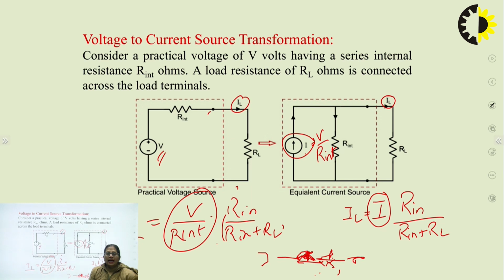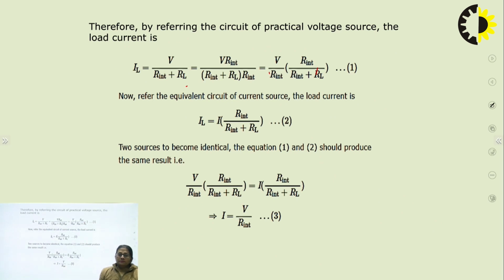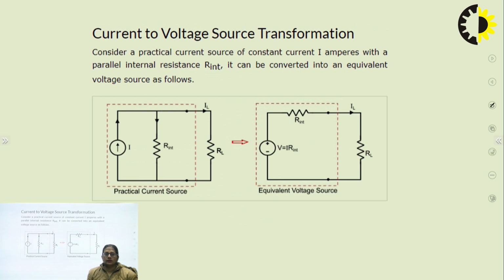So just by having the current value given as the voltage divided by the resistance which is connected in series with it, we can have the value of the current, and then the same resistance needs to be connected in parallel across the load terminals. That gets me through the source transformation of a voltage source to a current source.